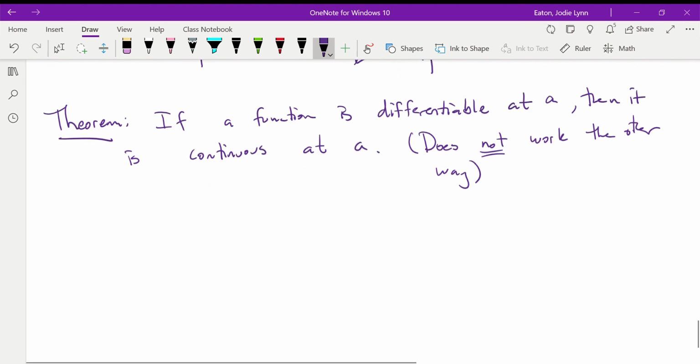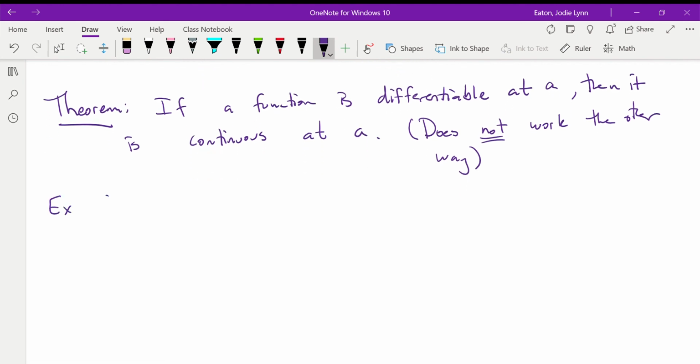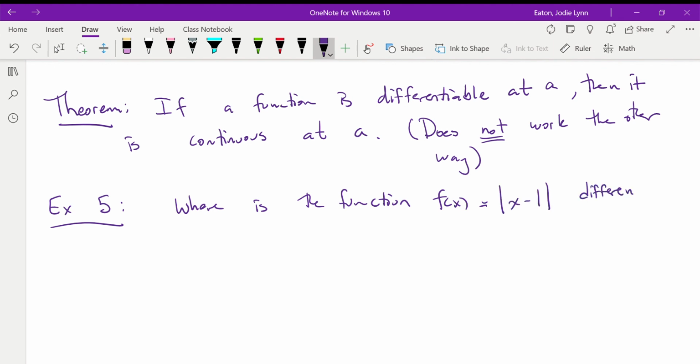So let's look at one last example and see if we can tell where the function f of x equals the absolute value of x minus 1 is differentiable. We're going to have to go back to our definition of the derivative. So first let's write this in piecewise form. We have f of x equal to x minus 1 when x is greater than or equal to 1, and 1 minus x, or the negative of that, when x is less than 1.